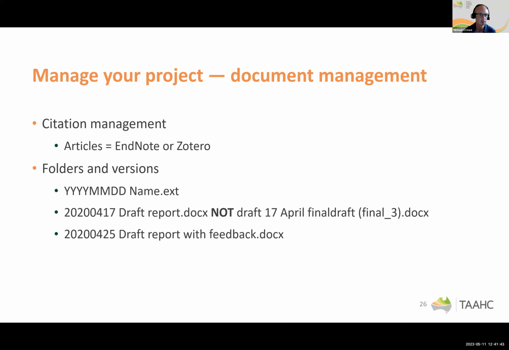When you're managing your documents, it's a good idea to put things into folders and give things good version names. The method that I use is putting in the year, the month, and then the day. So today, if I created a document, it'd be called 2023-05-11, and then some sort of name for the document, dot, you know, if it's a Word document, dot, whatever it is, or if it's an Excel spreadsheet, then that.